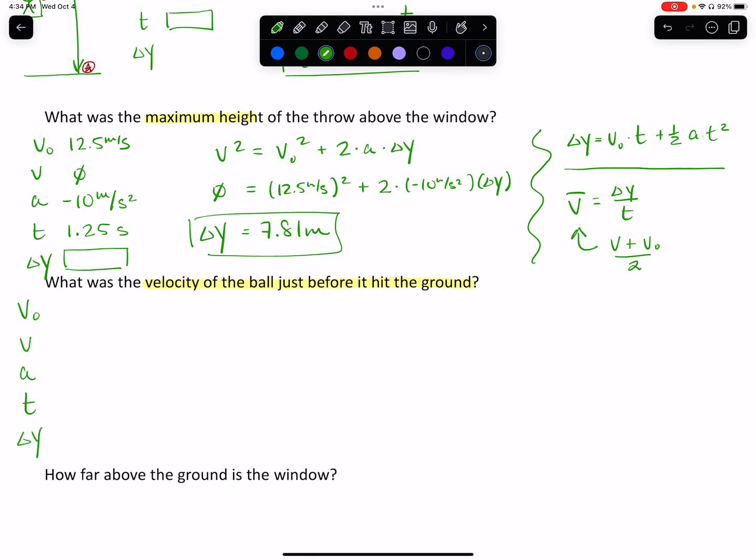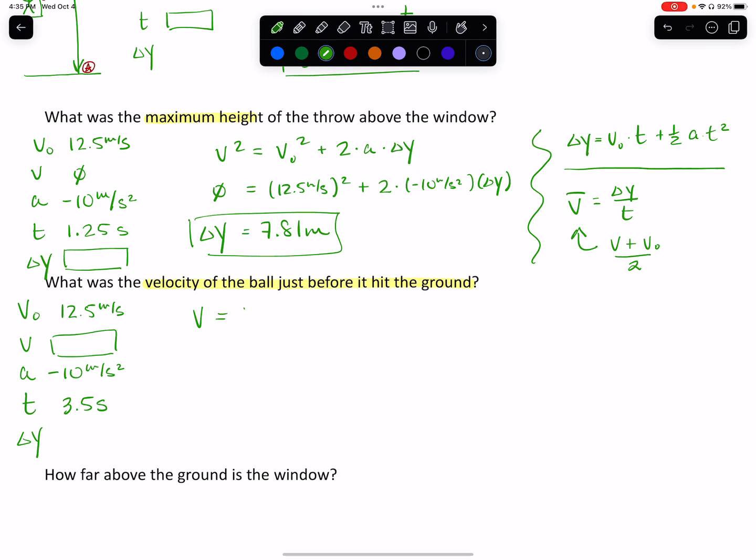If I start at the beginning of the throw, then my initial velocity will be 12.5 meters per second. I'm looking for that final velocity, so that's unknown. I'm going to use negative 10 meters per second squared for gravity. If I go back and look at the problem at the beginning, it tells me the ball is in the air for an entire 3.5 seconds. So I know the time from when she releases it till it impacts the ground. I don't know the change in position, but I have enough information to solve for V final.